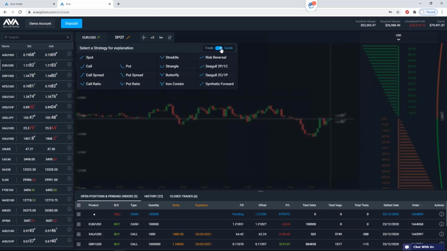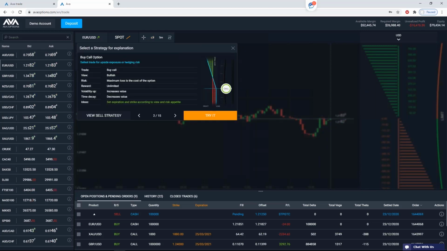I click here on guide, and all these icons turn blue, and you can ask yourself, what's a call? And it gives a little explanation of a call. It's the safest trade for upside exposure or for hedging your risk. And very simply, you're buying a call, it's a bullish view, your maximum loss is the cost of the option, your reward is unlimited. What does a sell strategy look like?